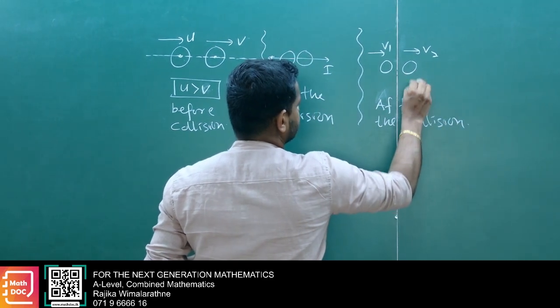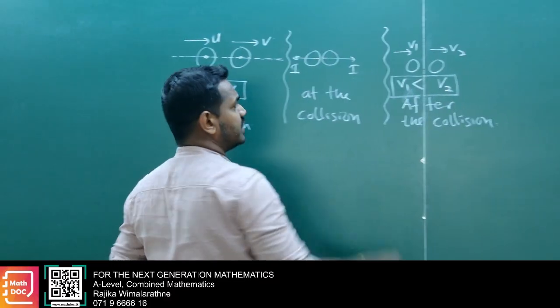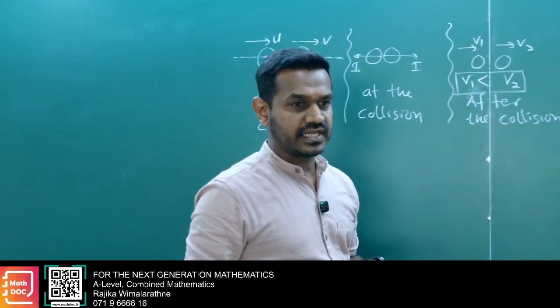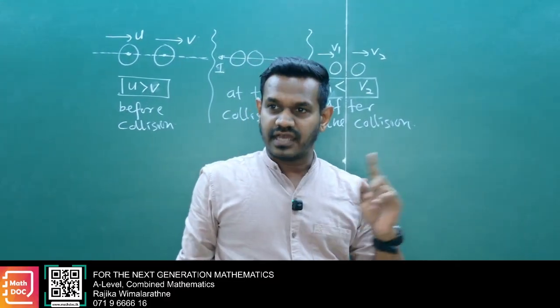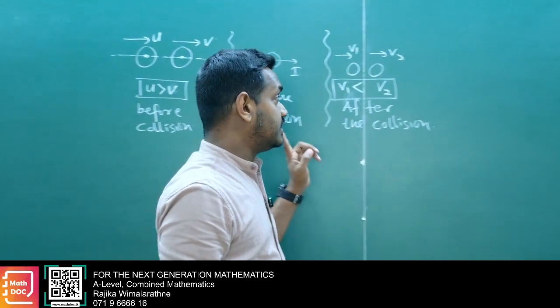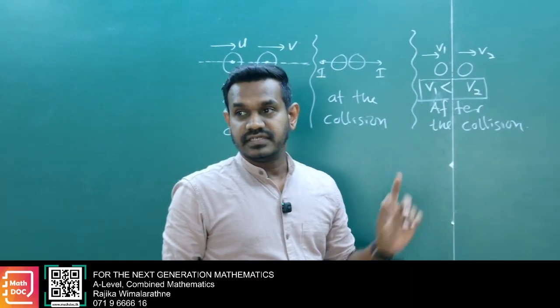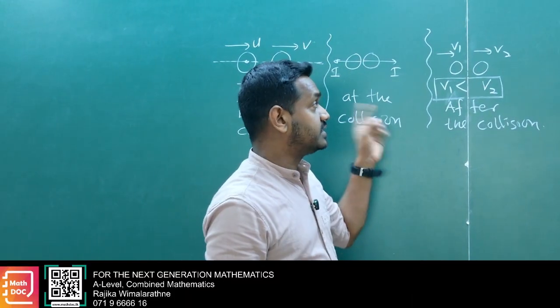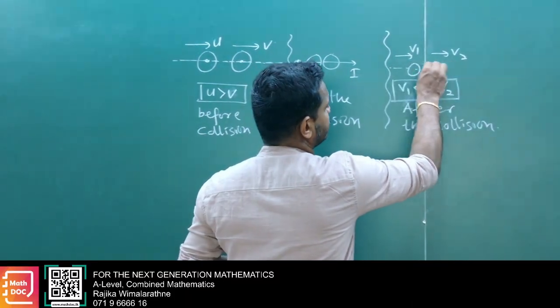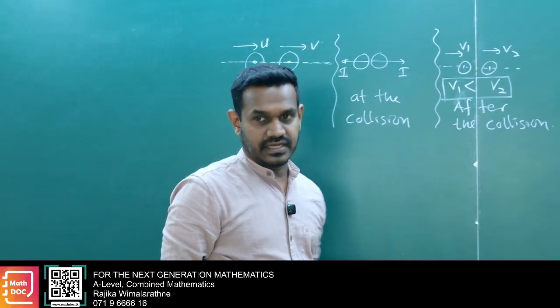Then here after collision, v2 is greater than v1. Therefore, the direction of relative velocity changes after the collision. That is what we call collision. This is a direct collision, where velocity is along the line joining the centers. That's why we say it is a simple direct collision.